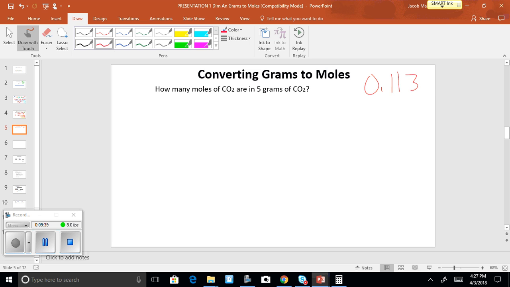0.113 moles CO2. This is what your final answer should be, but once again, you have to work out all the steps. This should be your answer. If you didn't get it, go back, look at how you did your other notes, and see what mistake you might have made. But hopefully you'll get this. Once you get this, you can move on to the lab for today.